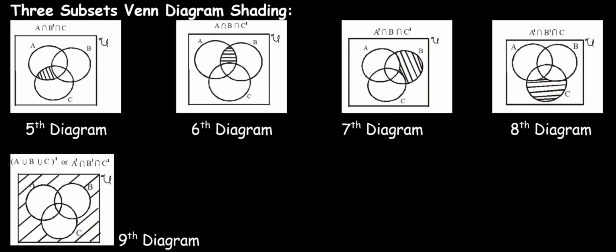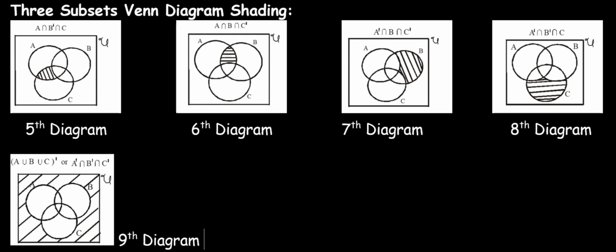Next, we have in the fifth diagram here, the shading indicating A intersection B prime intersection C shaded. Or you put it this way, A intersection B complement intersection C shaded. Here, because of the B that is prime or complemented, you carefully avoid anything that has to do with the B circle there. But A and C, their intersection is shaded. The other name for this is A intersection C only shaded.